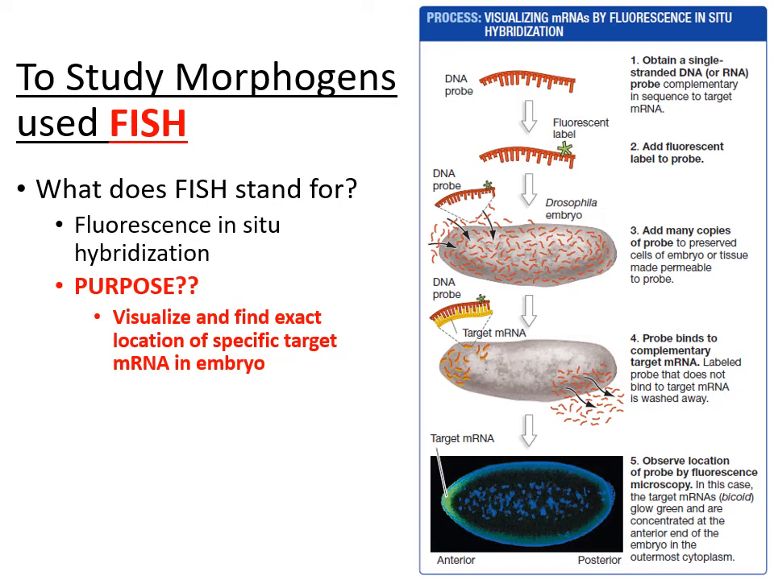So the purpose of FISH is that it allows us to visualize and find the exact location of a specific target mRNA in an embryo. And in this example, it was of the bicoid mRNA.